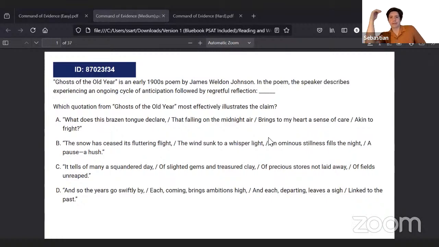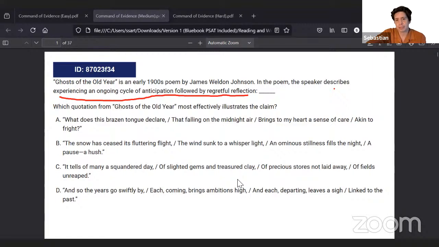Ghost of the Old Year is an early 1900 poem by James Weldon Johnson. In the poem, the speaker describes experiencing an ongoing cycle of anticipation followed by regretful reflection. Blank. Which quotation from Ghost of the Old Year most effectively illustrates the claim? So before we look at the answer choices, we want to see what the claim is again. And the claim is just that he describes experiencing an ongoing cycle of anticipation followed by regretful reflection. Okay. Hey, I've been there, I think we all have.